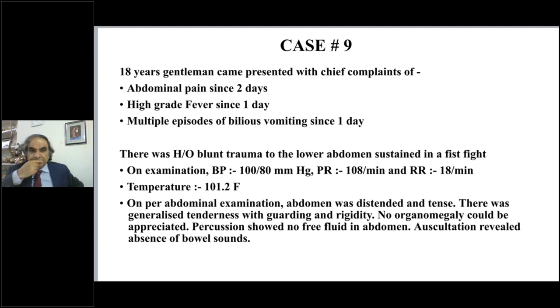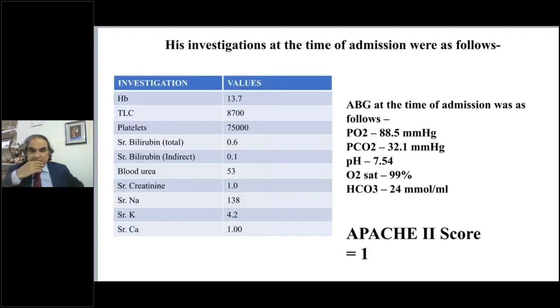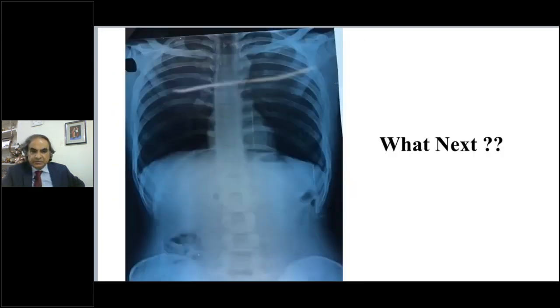On per abdominal examination, it was distended and tense. There was generalized tenderness with guarding and rigidity. No organomegaly could be appreciated. Percussion showed no free fluid in the abdomen, and auscultation revealed absence of bowel sounds. These are the laboratory investigations. Hemoglobin is 13.7 and TLC of 8700. Platelets 75,000 with LFT, KFT, and the electrolytes within normal limits. ABG also within normal limits, and the APACHE II score of 1. The partial pressure of oxygen is 88.5 and saturation is 99%. This is the chest X-ray.